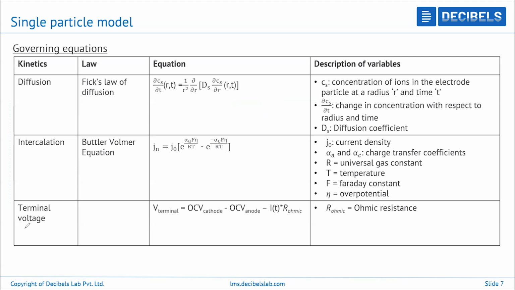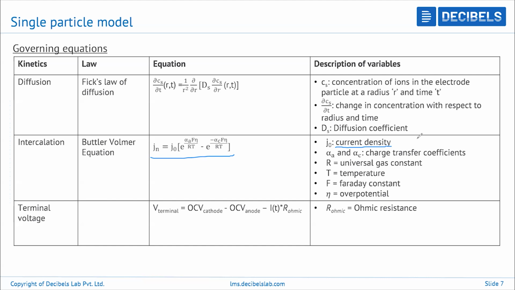Okay. Intercalation is governed by what is known as the Butler-Volmer equation. This is a purely electrochemical process, given as an exponential equation here. This equation describes the amount of current passing through a unit area, also known as the current flux or current density. Basically, how many ions are passing through a certain area.